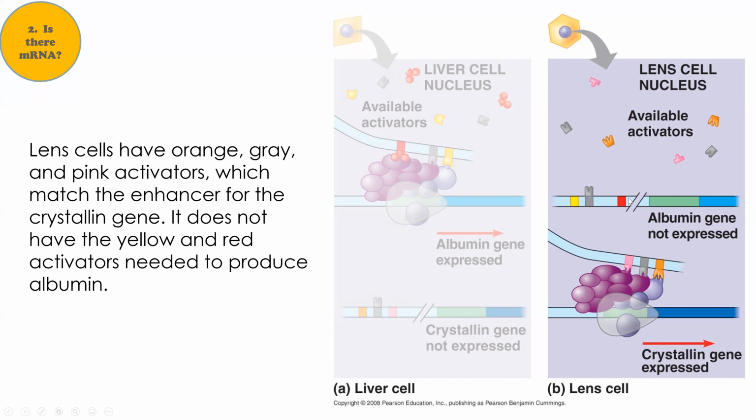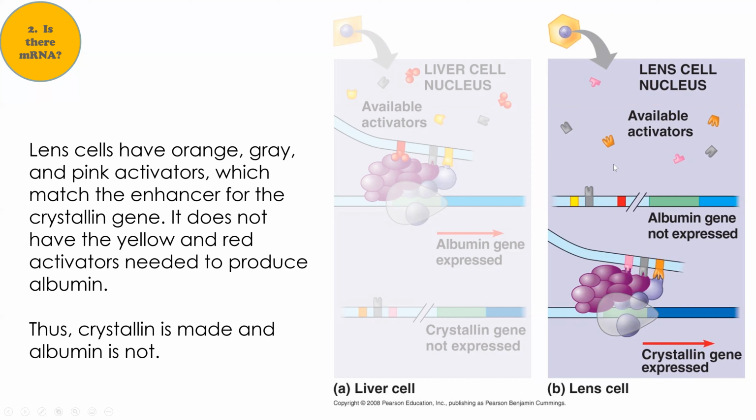So that means that in this case, we can't form that binding structure for our albumin gene, so we're not going to express that. Our crystalline, again, we do have the full set of activators here, so we're able to pull in those mediators, we're able to pull in the general transcription factors, and we're ready to go with RNA polymerase. So we're going to have crystalline made in our lens cells, and we're going to have albumin turned off in these cells because we just simply don't have available activators.